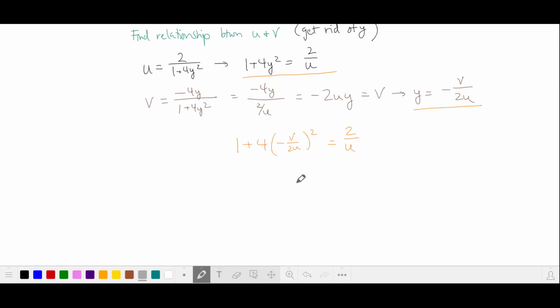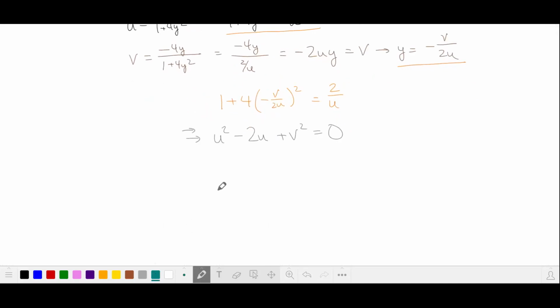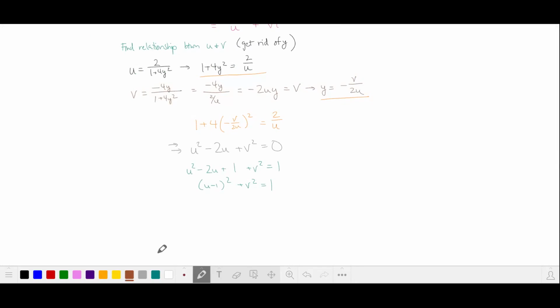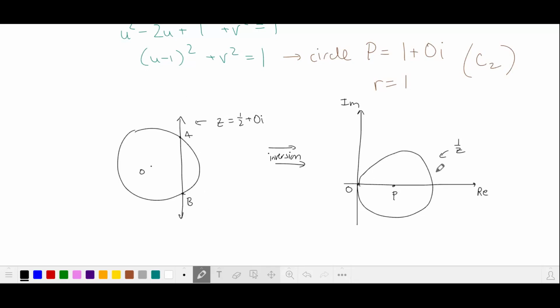Now we have an equation that only contains u and v. So we'll get rid of these fractions and simplify it. Eventually, it looks like this. This is looking like a circle, so let's complete the square by adding 1 to both sides. So it looks like when we take this vertical line that passes through A and B, it maps to this circle. Let's call the center of this circle P, and it's located at 1 plus 0i, and it has a radius of 1. We'll call this circle 2. Here are our points on the vertical line, and here is the circle that it maps to with a radius of 1.